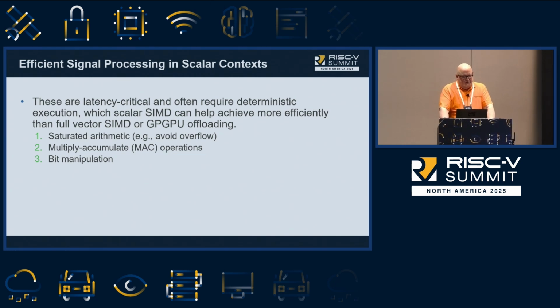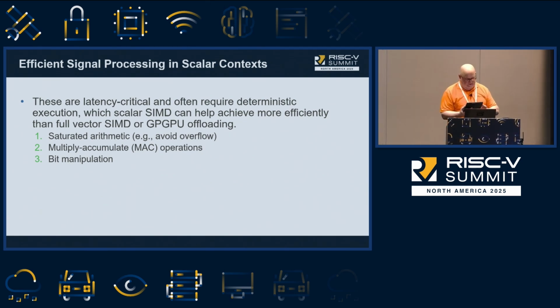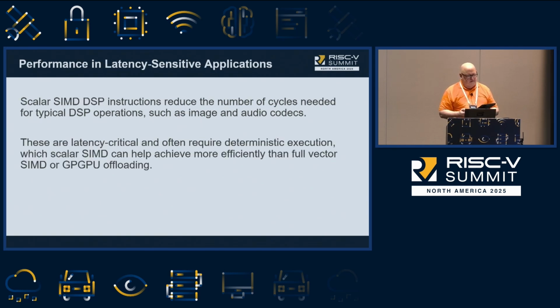Okay, so there's latency critical and other, so we already covered critical deterministic execution, while Scalar SIMD can help achieve more efficient than full SIMD or GPU offloading. So you have saturating arithmetic, so it avoids overflow. You have multiply and accumulate instructions, you have bit manipulation instructions. And you have the fixed point math. So these reduce the number of cycles that are needed to do the application.